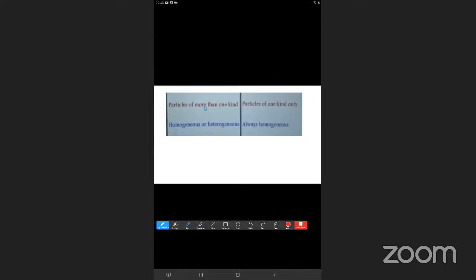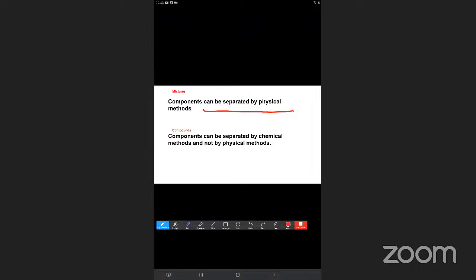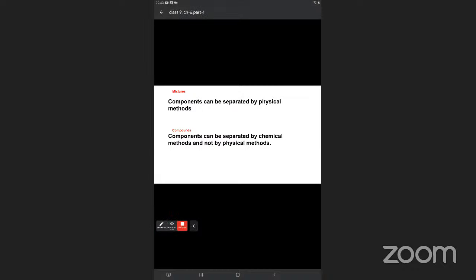In mixtures, particles of more than one kind will be present, but in compounds, particles of only one kind will be present. Mixtures are homogeneous or heterogeneous, but compounds are always homogeneous. In mixtures, components can be separated by physical methods. In compounds, components can be separated by chemical methods, not by physical methods. These are the properties of compounds and mixtures.